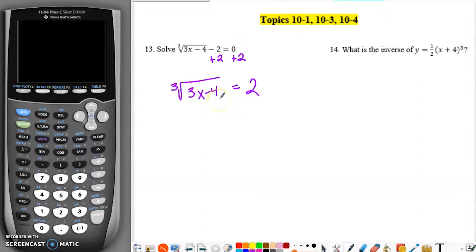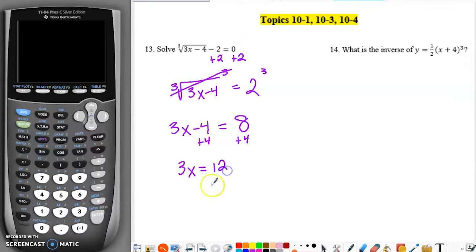The opposite of a cube root is cubing, so I'm going to cube both sides. Cancels out on this side. So we get 3x minus 4 equals 2 cubed, which is 8. And then I'm going to add 4 over. So we get 3x is equal to 12. Divide by 3, we get x equals 4. That is our answer. Looking at 14, it says, what is the inverse of y equals 1/2 x plus 4 cubed?